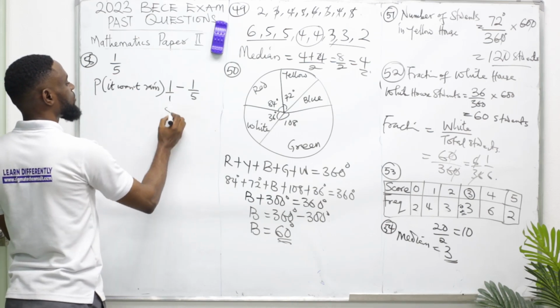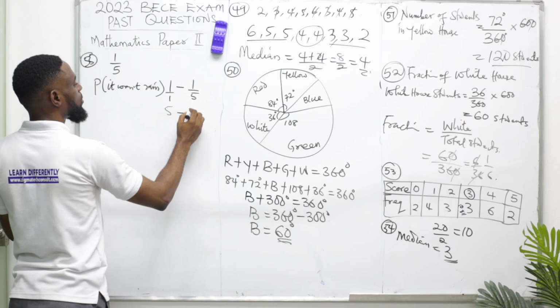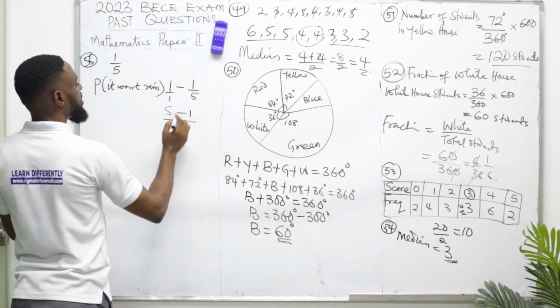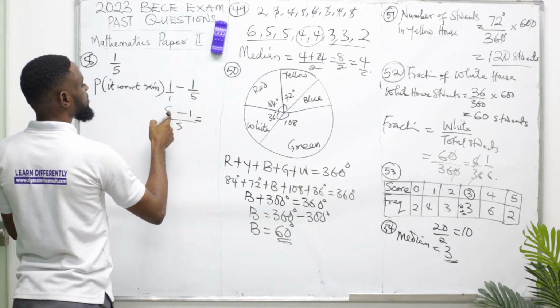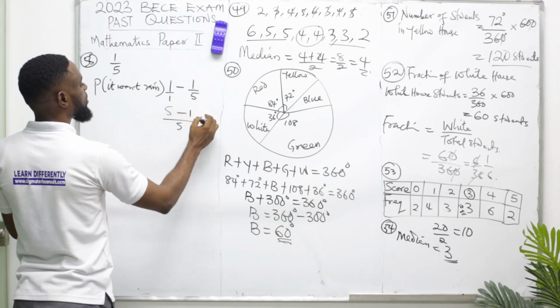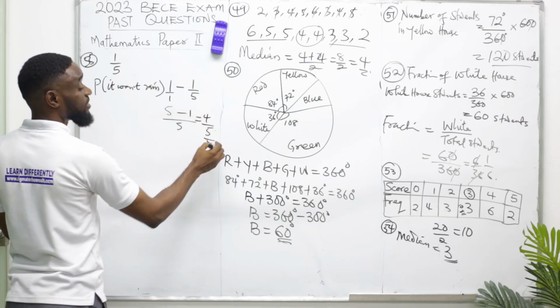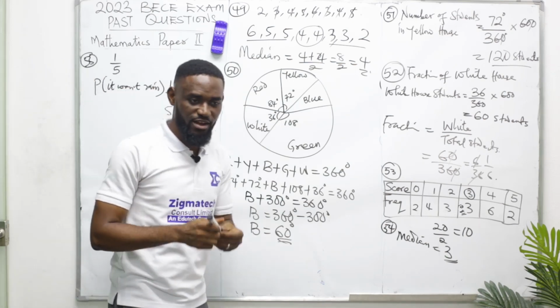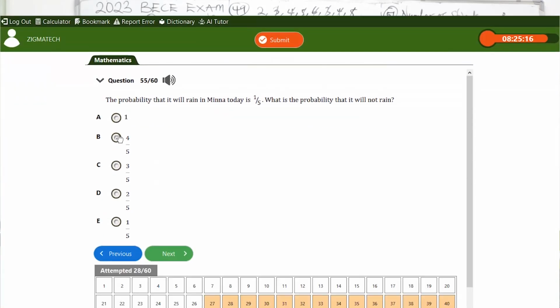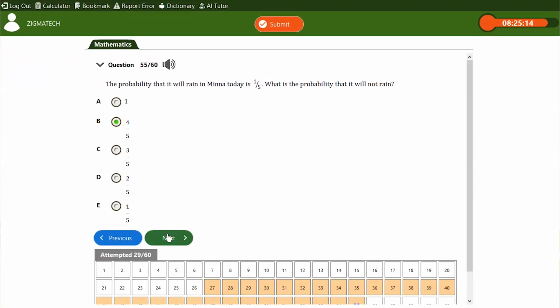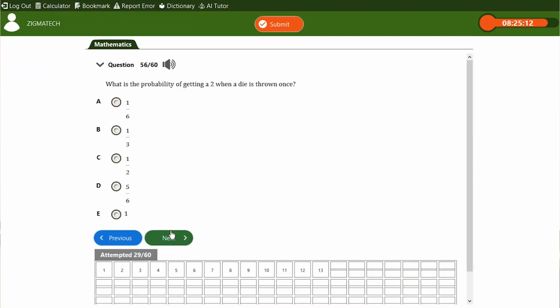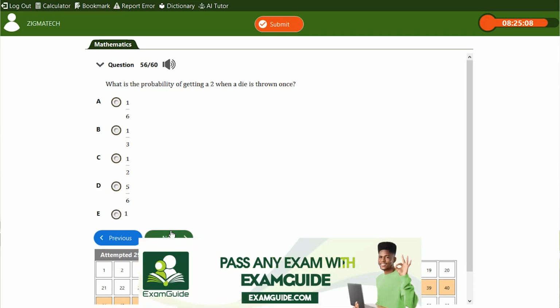Or you do that pattern I asked you to do. 5 times 1, 5. 1 times 1, 1. 1 times 5, 5. Right? 5 minus 1, 4/5. All right? So 4/5 is the answer. Option B. Right? 4/5. So once you're given the probability that something will not happen, it's just 1 minus the probability that that thing will happen. That's just what we did there, right?